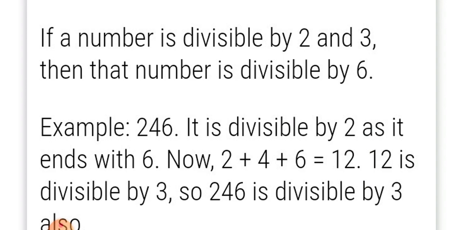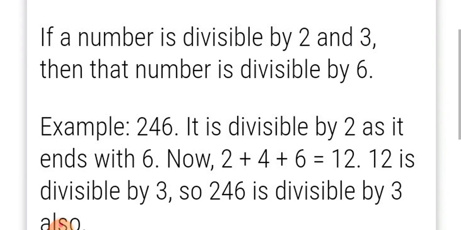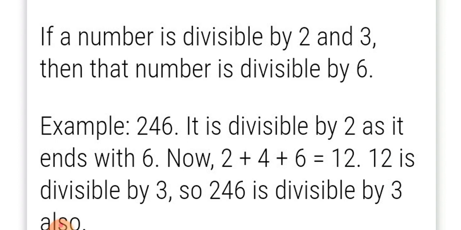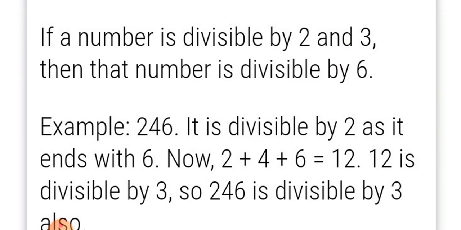Now we have to check whether this number is divisible by 3 or not. According to the rule, to check the divisibility by 3, you have to add all the digits in a number together, and if that sum is divisible by 3, then the whole number will be divisible by 3, right? So add 2 plus 4 plus 6. 2 plus 4 plus 6 is 12. So you check whether 12 is divisible by 3 or not. 12 is divisible by 3, isn't it? 4 threes are 12. So it is divisible by 3.